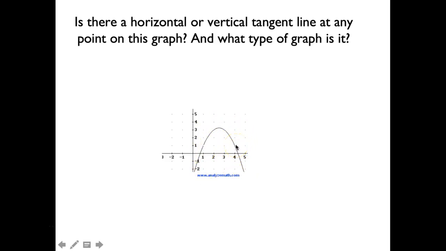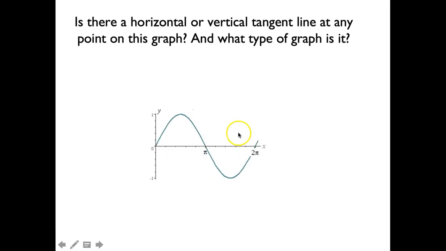Okay, let's go forward. Let's try some more of these. Is there a vertical or horizontal tangent line there? And yeah, there are two horizontal tangent lines. There's one right here and one right here. And this looks as though it's probably a sine function. Yeah?